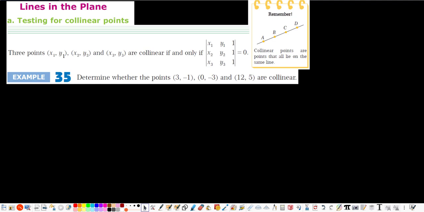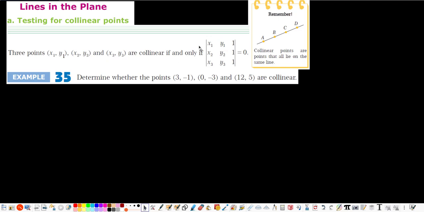Hi dear students, I'm going to explain one of the applications of the determinant: lines in the plane, or testing for collinear points. What is a collinear point? Collinear points are points that all lie on the same line. Here we can say (x1, y1), (x2, y2), and (x3, y3). There are 3 points here.